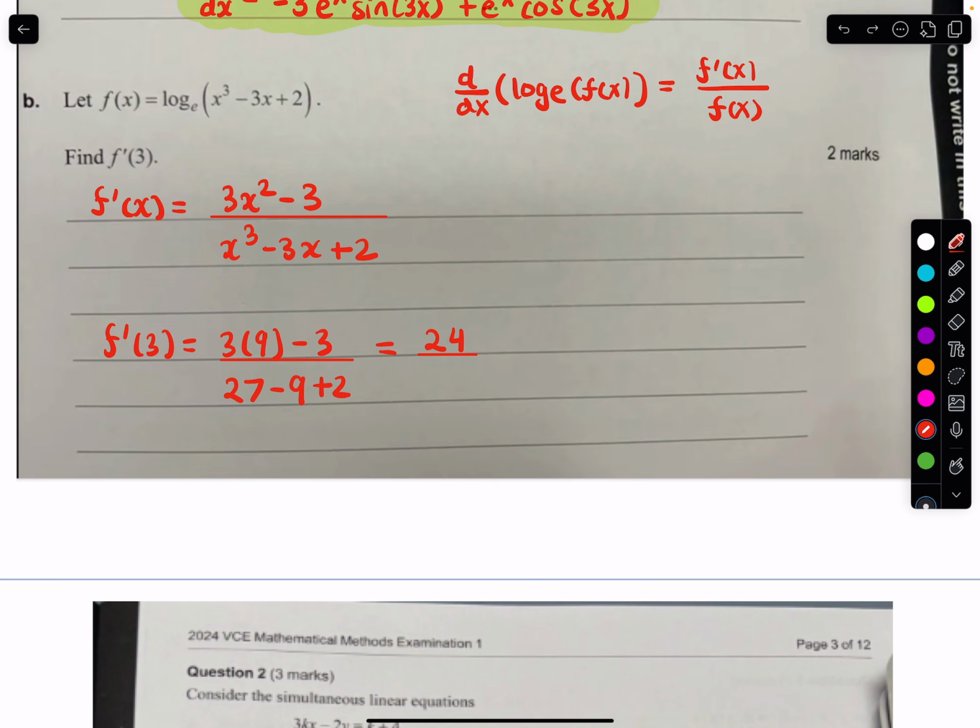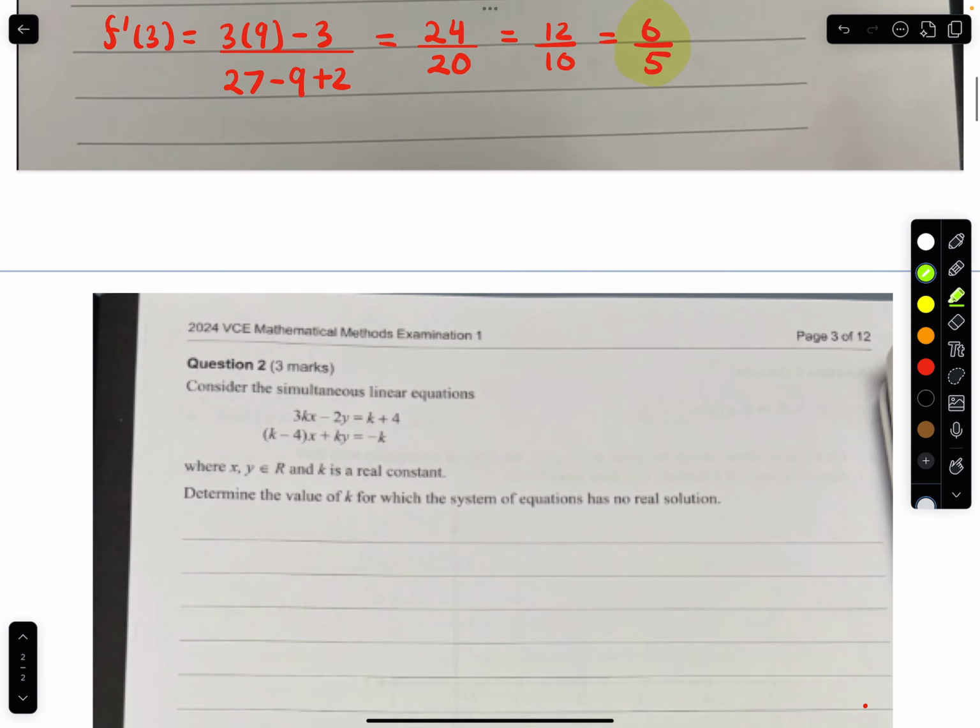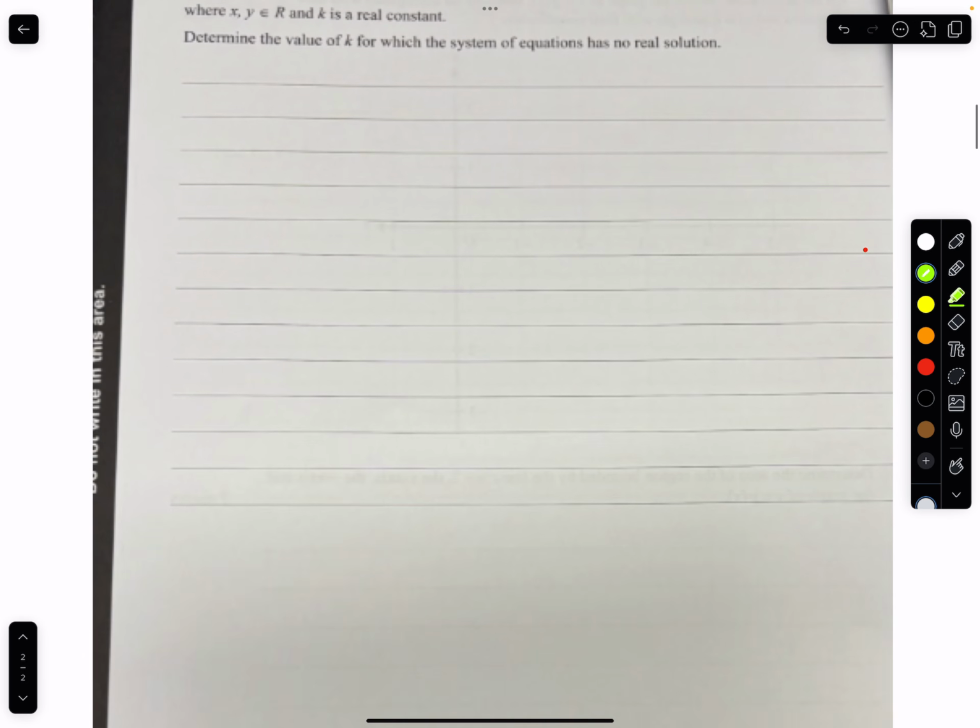That becomes 20 here. Of course, because they're both even numbers, just halve both of them. So 12 over 10, and halve it again because they're still even numbers. So 6 over 5. That is the answer here. Really nice question. Not too bad. Next question.